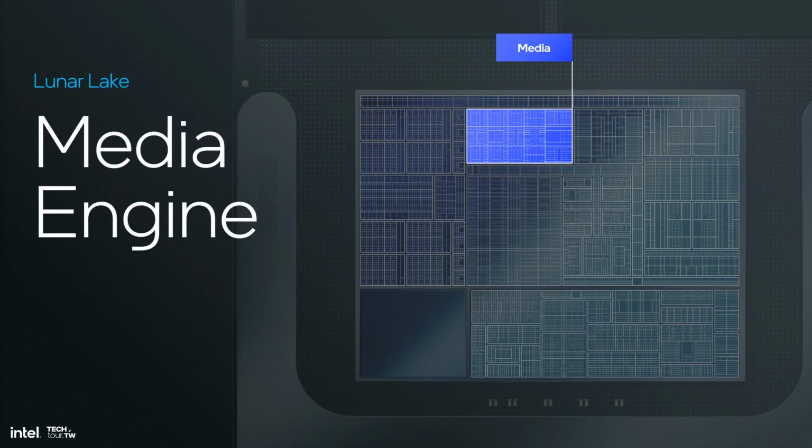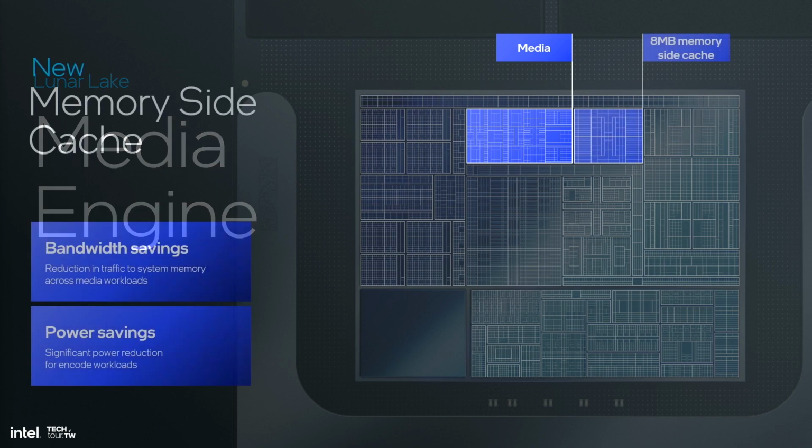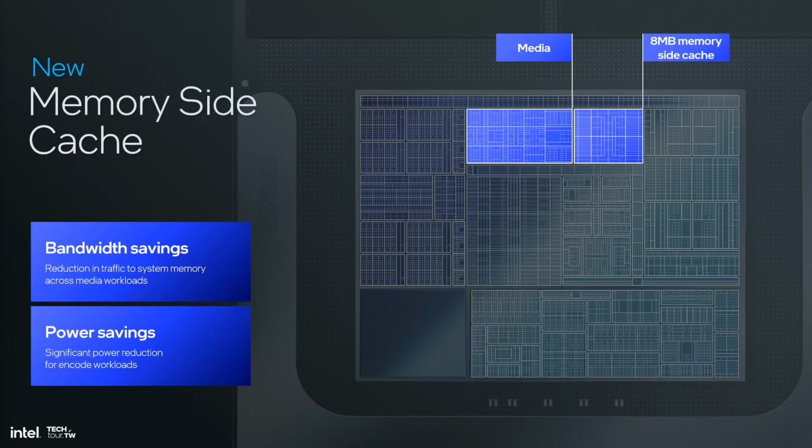All right, the last block, the media engine. The media engine has actually been significantly improved. We now have an 8 megabyte side cache, which is shared, but allows us to save some intermediate data, and it improves performance and power for media decode.